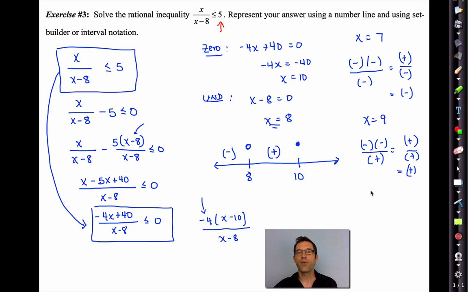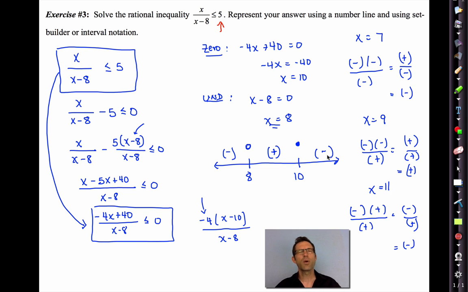All right. Finally, let's say I took x equals 11. If I substituted it into the numerator, I'd get a negative from that negative 4. Then I'd get a positive when I subtract 10. And then I'd get a positive in the denominator, which would give me a negative divided by a positive, which would give me a negative.